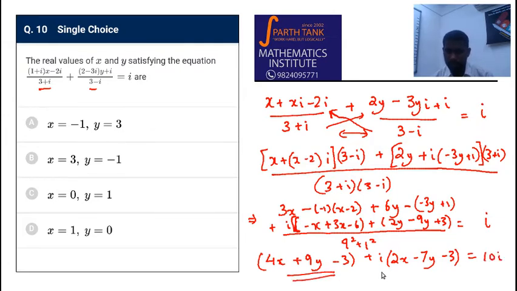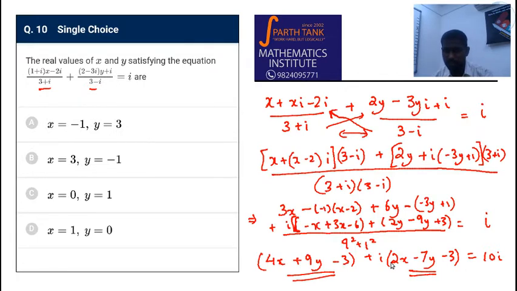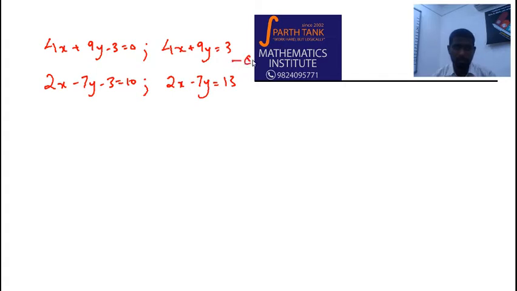Therefore, the real part equates to the real part here, the imaginary part to the imaginary part. Since there is no real part, this should be 0. So 4x plus 9y minus 3 is 0, which gives one equation, 4x plus 9y is equal to 3. And the second equation is 2x minus 7y minus 3 is 10, or 2x minus 7y is 13. Now solve these two equations and obtain x and y, right?